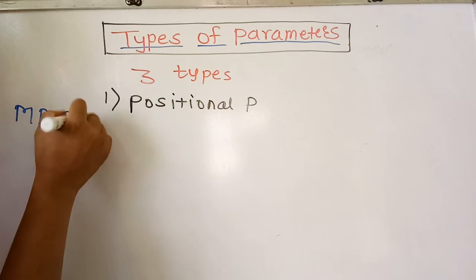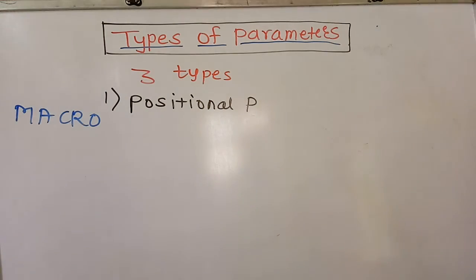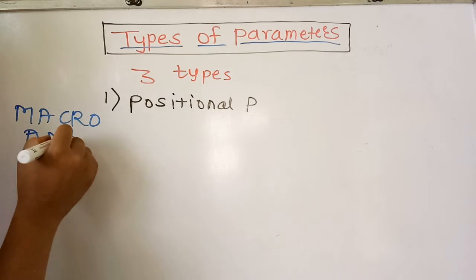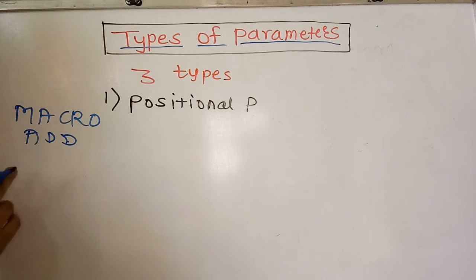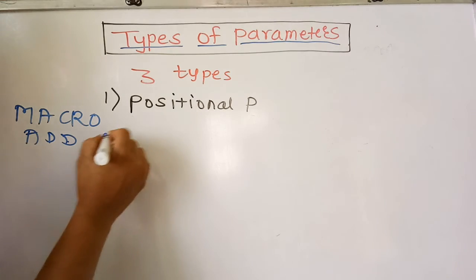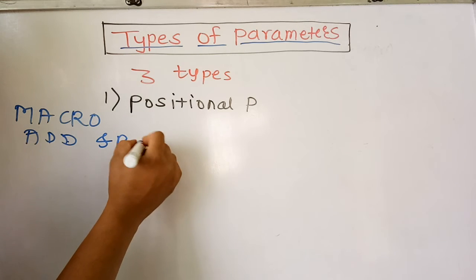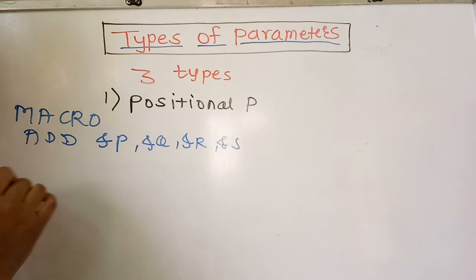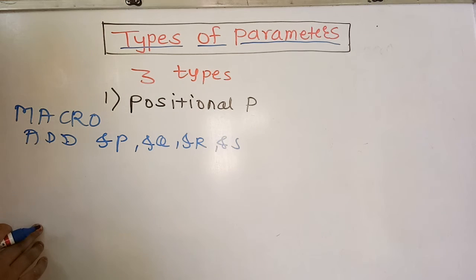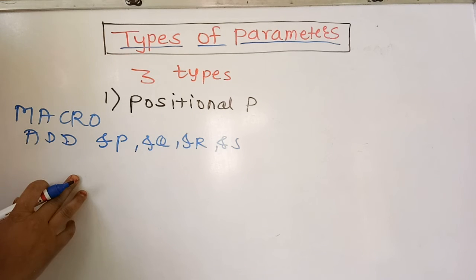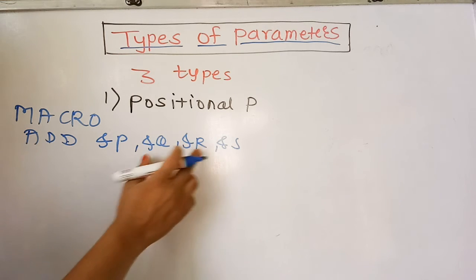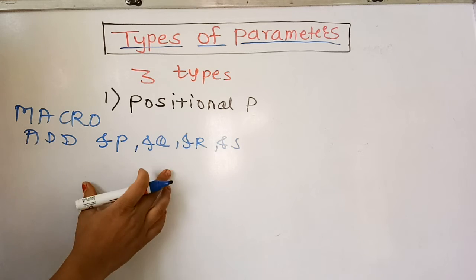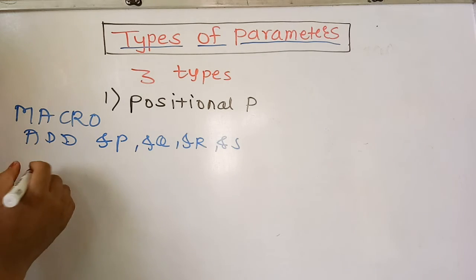We have to write the macro. Okay, every macro starts with the keyword macro. Then we have to write, for example, the function name, that is the macro name, add. Then you have the four positional parameters, that is P, Q, R, S. Then what you have to do? You have to actually add these three parameters, and you have to store it in S.